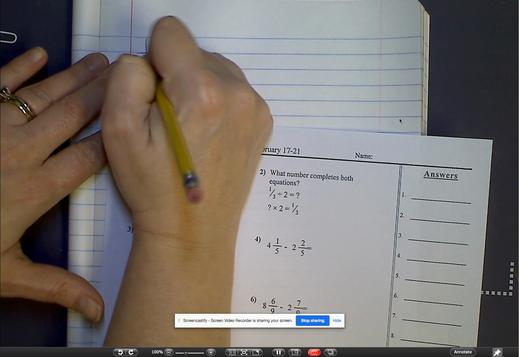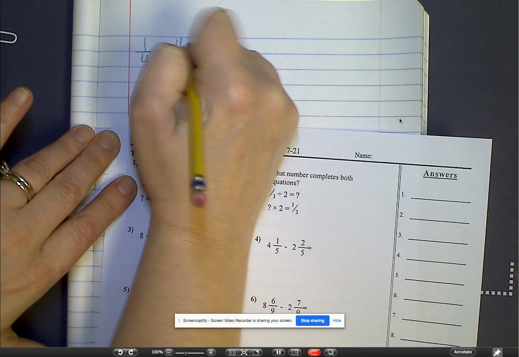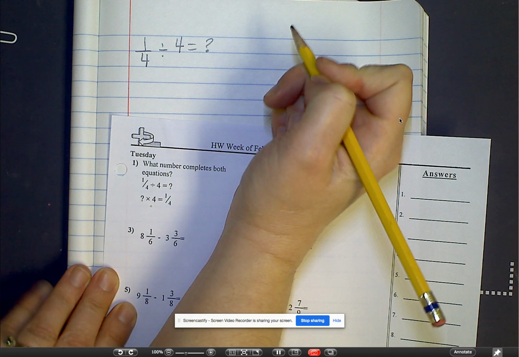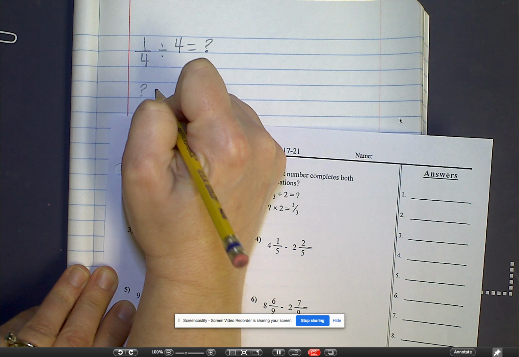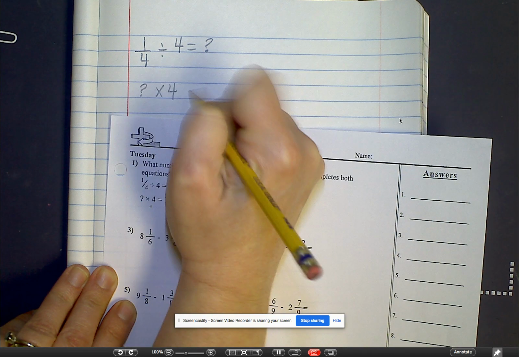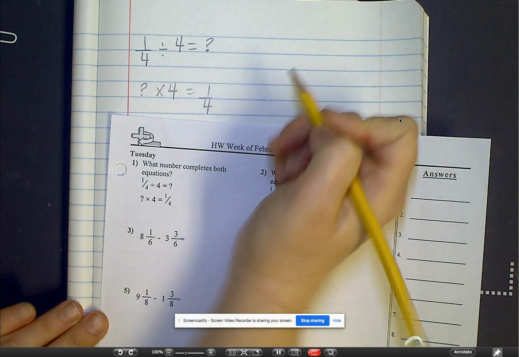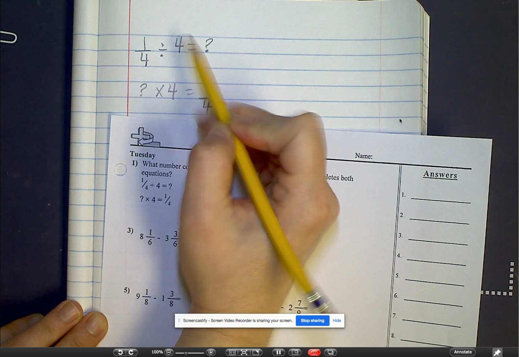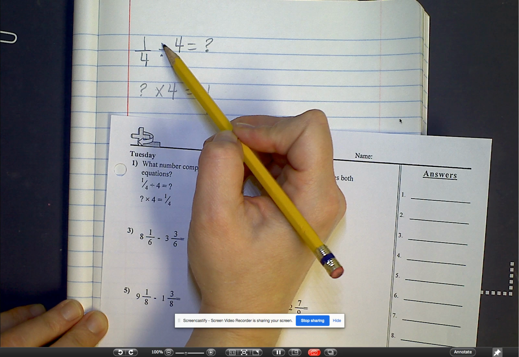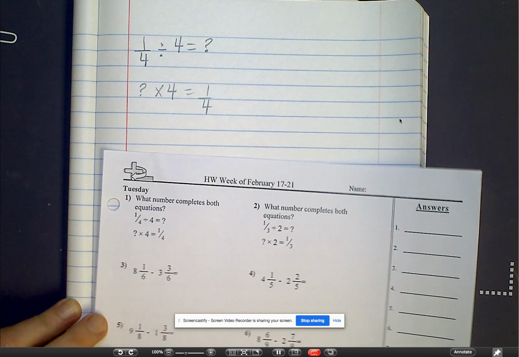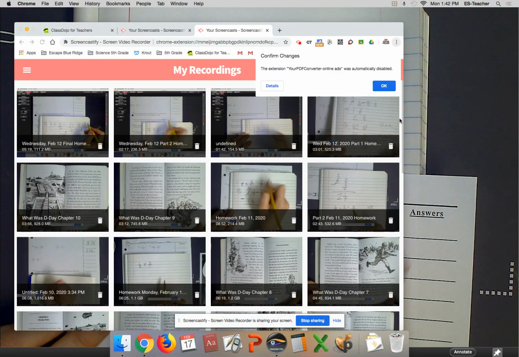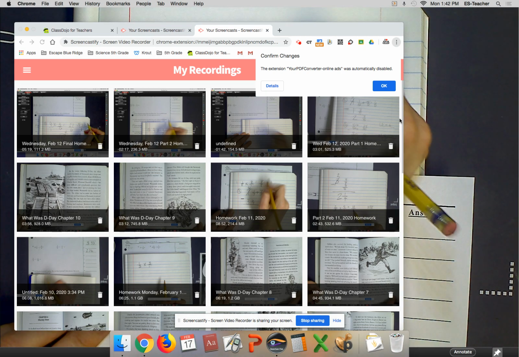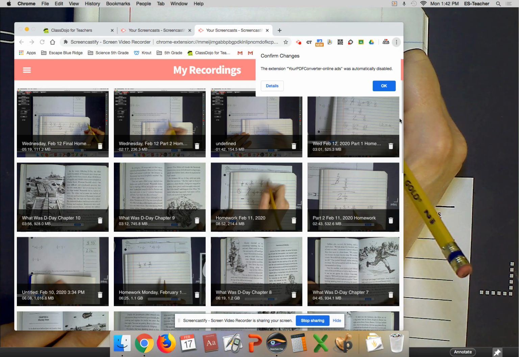For number 1, it says 1/4 divided by 4 equals a question mark. And then it says question mark times 4 equals 1/4. So we know that these two are opposites of each other. Division is the opposite of multiplication. So when I figure this problem out, I do 1/4 times, I flip my sign, flip my number, get the reciprocal, and then I get 1/16.